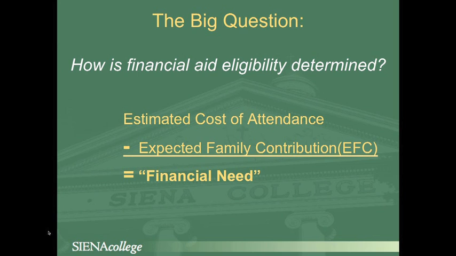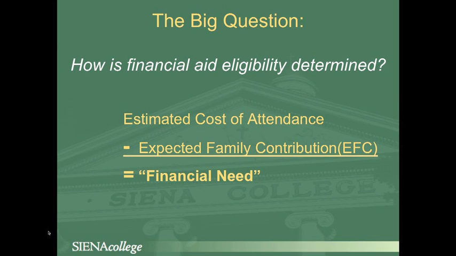Once you have completed your FAFSA, the financial aid officer will receive important information that will help them determine your financial aid eligibility. The formula on this slide outlines how financial aid is determined by an individual school. There are two variables in the formula: the estimated cost of attendance, which includes the direct and indirect cost of attendance and how much it would cost to go to that individual school, and your expected family contribution, also referred to as your EFC. Your EFC is determined by the information that you provided on your FAFSA.